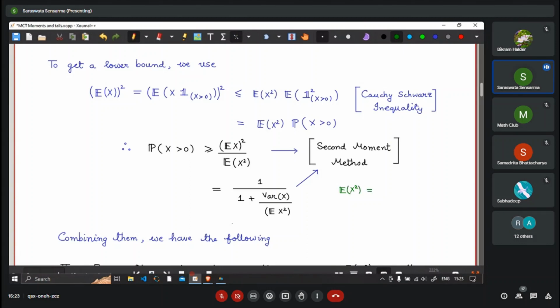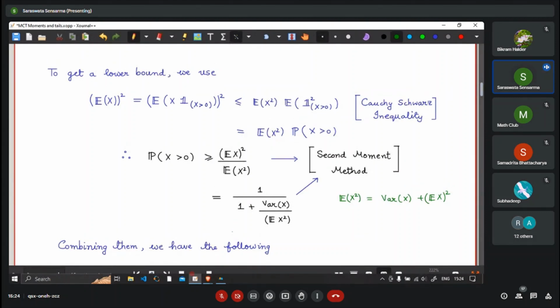I'll try to make all the annotations in green so that it's separate from the text. So we have this expression for the variance, and using this we get, so we have successfully given an upper and lower bound.